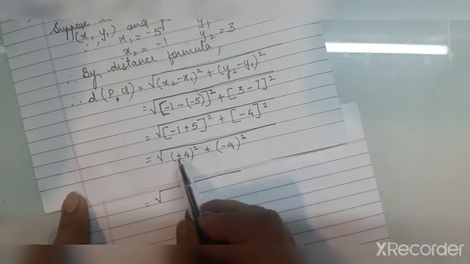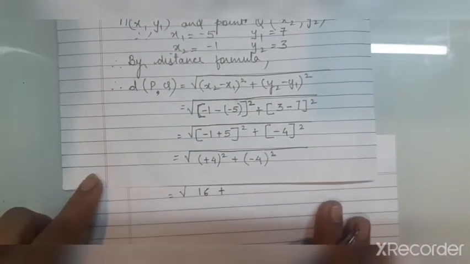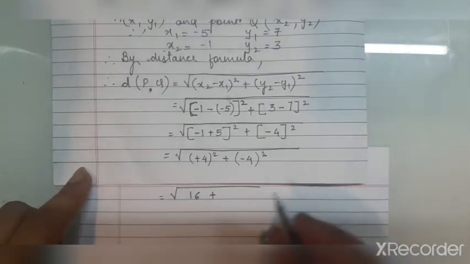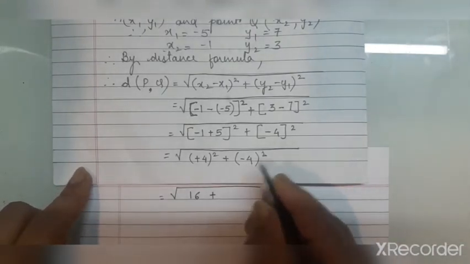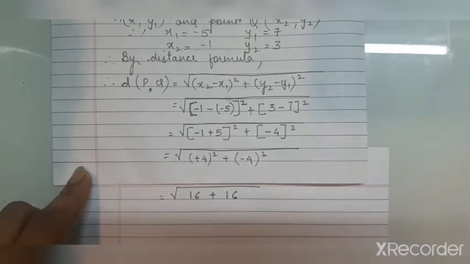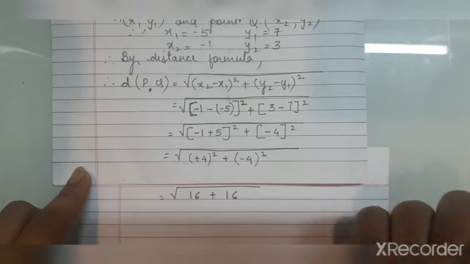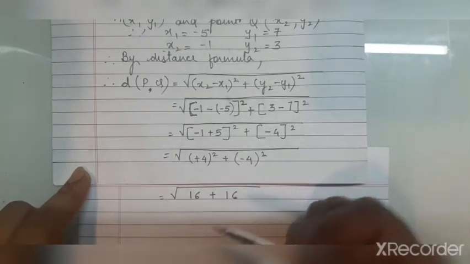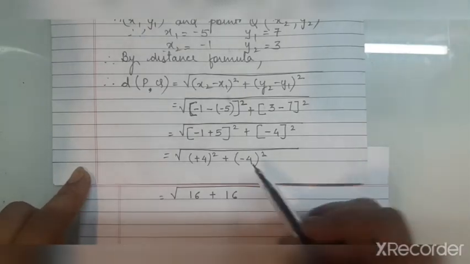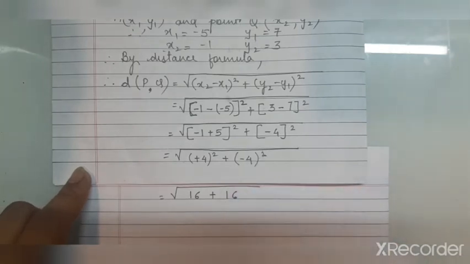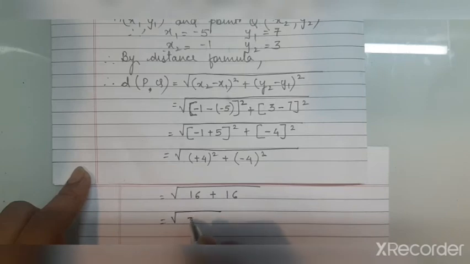So the next step here is +4 the whole square. Positive square is positive and 4 square is 16, plus. Now negative square is also positive. Okay, so this will remain positive. 4 square is 16. I have not mentioned negative here. I just explained that you have studied this in the 7th standard also, that a square of a negative number is always positive. So minus into minus is plus. So I have not mentioned here again. Okay, now 16 plus 16 is 32.